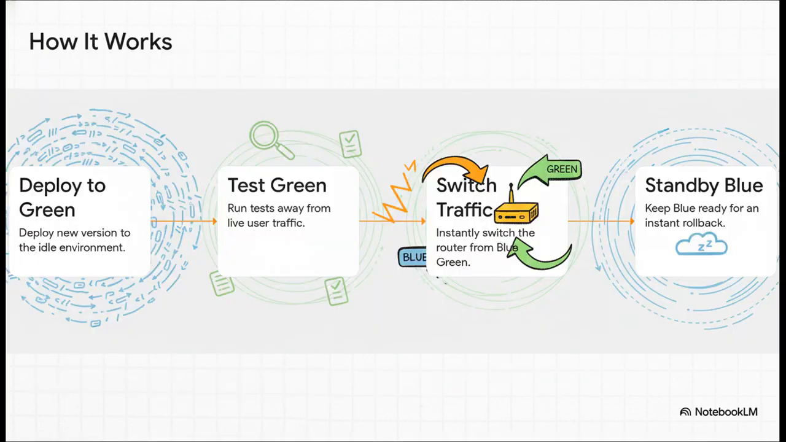Here's the play-by-play. While blue is live, you deploy all your new code to green. You can run every test you can think of on green, completely away from users. When you are 100% confident it's perfect, you flip a single switch at the router, and boom, all traffic instantly goes to green. And the best part? Blue is still there, totally untouched, ready for an immediate rollback if anything goes wrong.